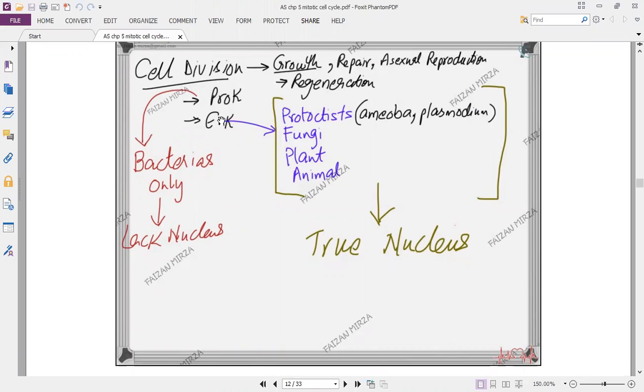Cells are basically of two types, prokaryotes and eukaryotes. Prokaryotes include bacteria only, and you know that they lack a nucleus. Eukaryotes, on the other hand, have a true nucleus. For example, protoctists, fungi, plants, and animals. Protoctists include amoeba and plasmodium. We all have a true nucleus.